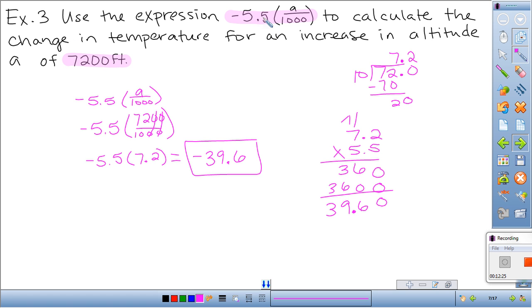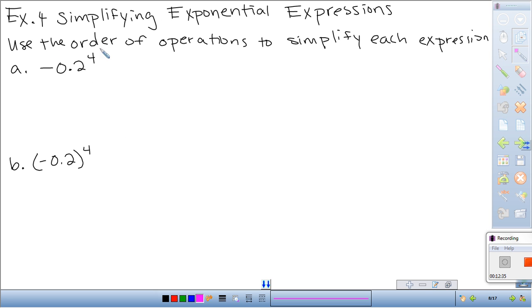Example 4, simplifying exponential expressions. Use the order of operations to simplify each expression. A says the opposite of 2/10 raised to the 4th power. B says negative 2/10 raised to the 4th power. I'm sure you've noticed by now the difference is B has parentheses, A does not have parentheses. We know that the exponent just means take this number and multiply it times itself that many times. So we're going to do that. But again, since there are no parentheses here, this is really read as the opposite of. So the opposite of whatever 2/10 times itself 4 times would be.